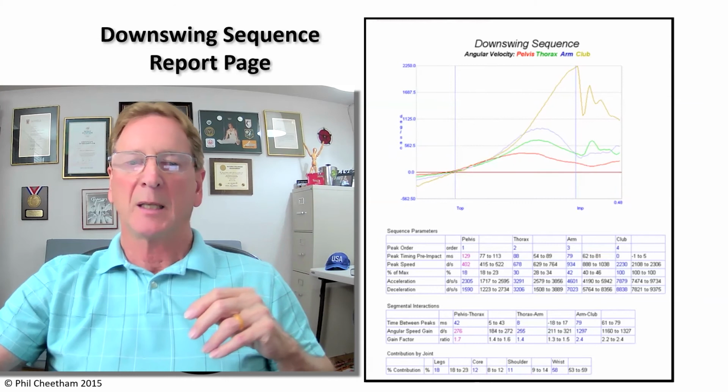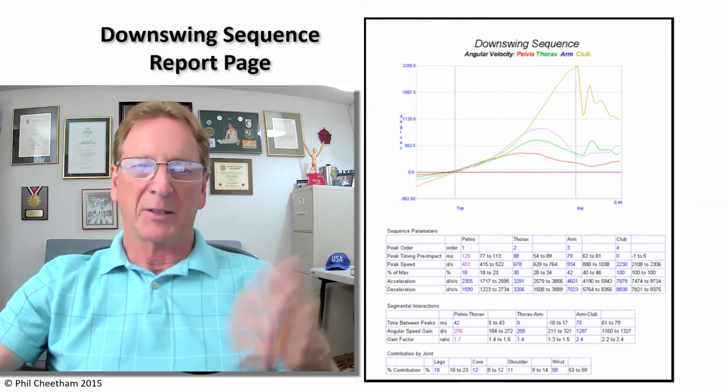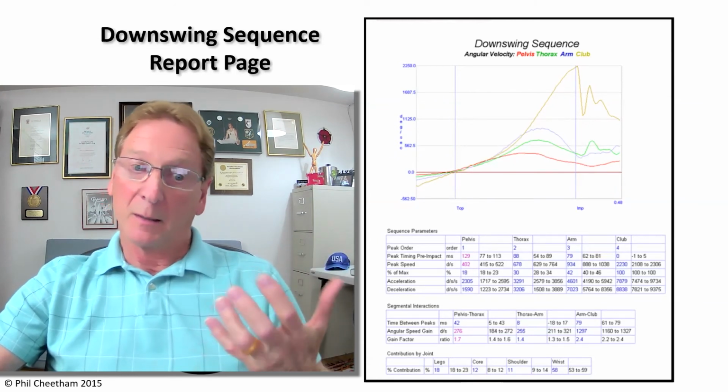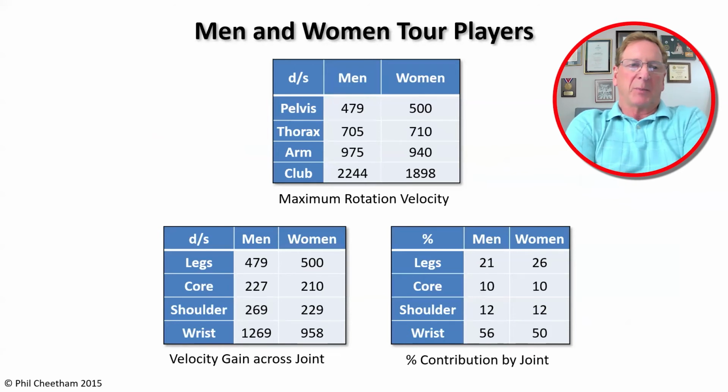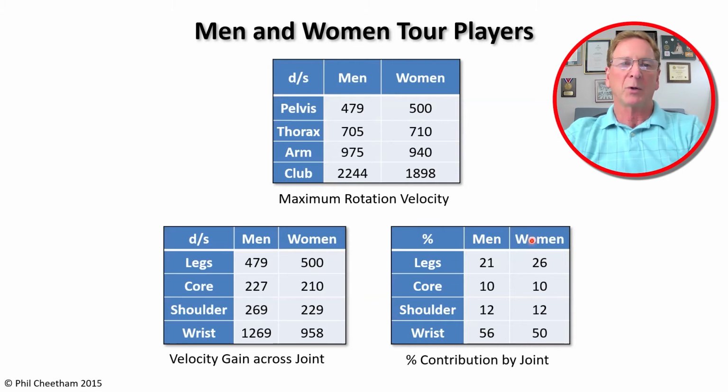Give you an idea of where to look and how to diagnose the swing, and then give you a little bit more guidance in where to focus. Interesting, I talked about women and men databases right at the beginning, but here are some differences in some of these kinematic sequence measurements between men and women tour players.